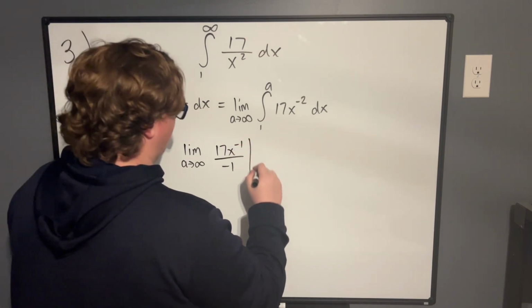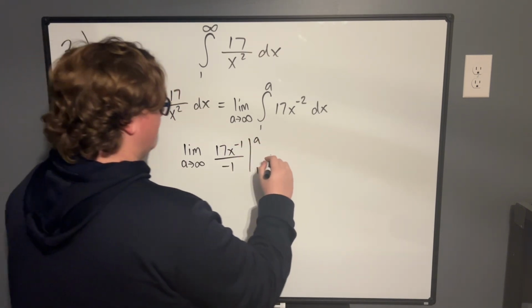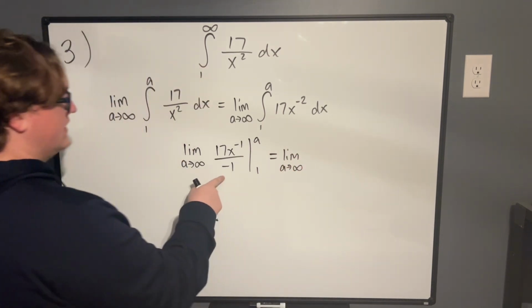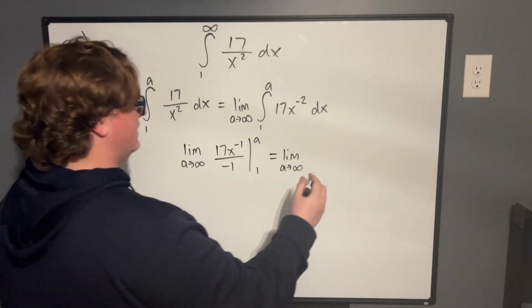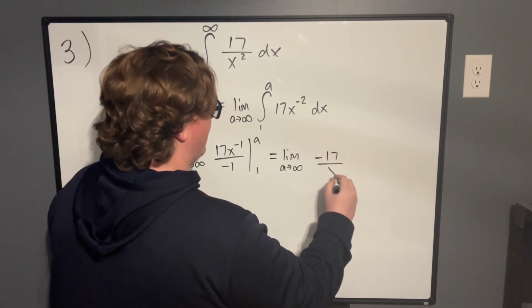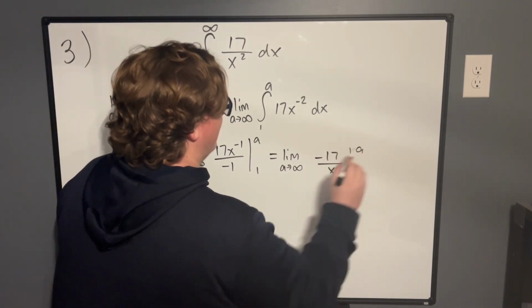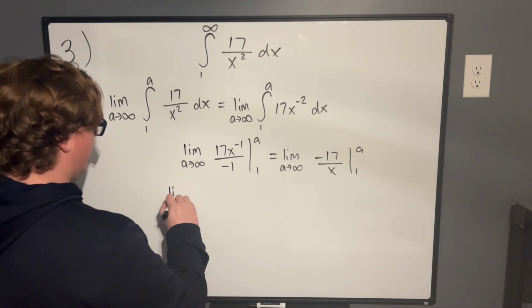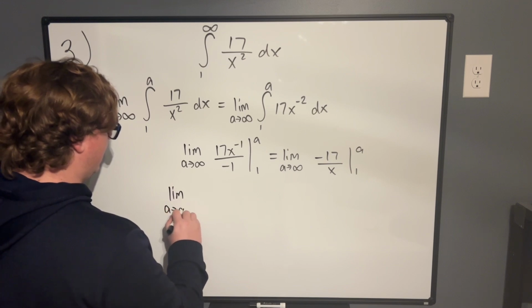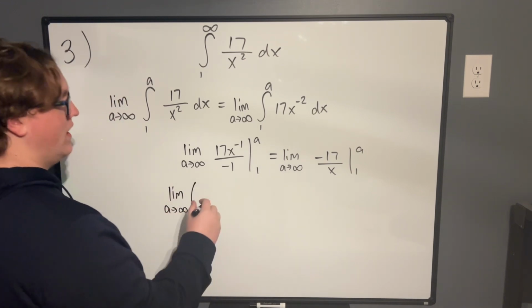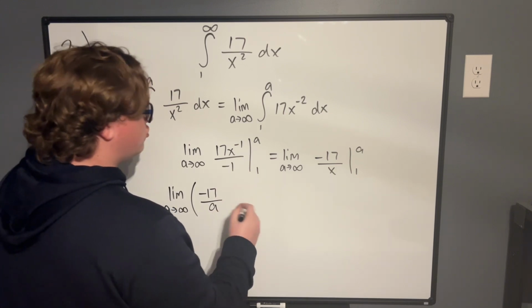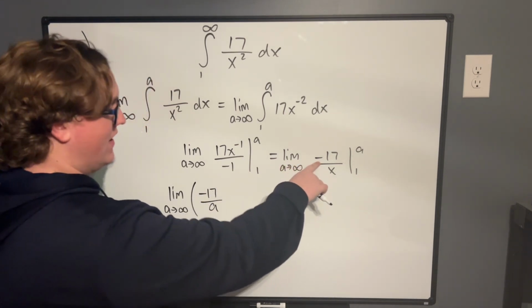And I'm evaluating that from 1 to a, but that's the same thing as the limit as a goes to infinity. This is a negative 17 over x. So negative 17 over x evaluated from 1 to a. So now I need to evaluate the integral like normal, and then we'll take the limit at the very end. So I have the limit as a goes to infinity of negative 17 over a to start, and then I'll subtract off, but I'm really adding because I have this negative right here.